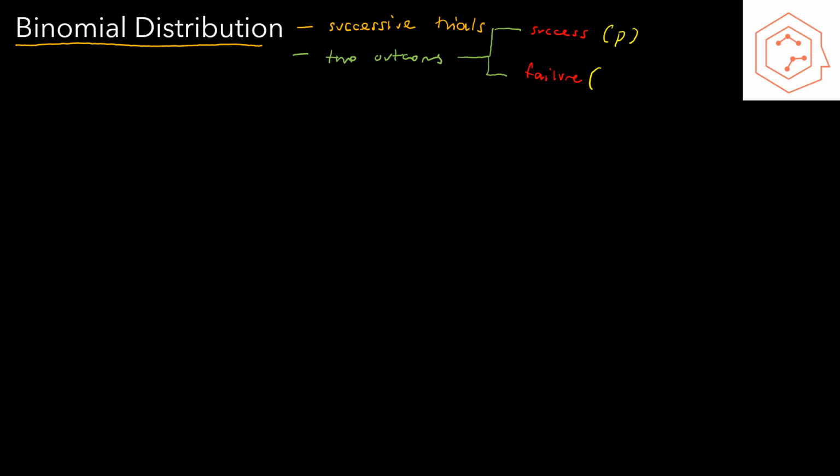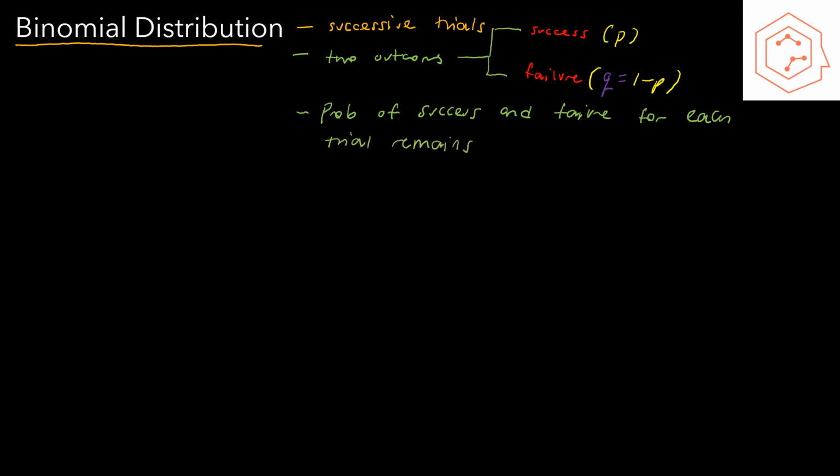The probability then of a failure, since we have two outcomes, the probabilities of all the outcomes have to add up to 1. Then the probability of a failure, we're going to call it q, and q is going to equal 1 minus p. So whatever p is, 1 minus p is the probability of a failure. So we have these two outcomes. It's very important for a binomial distribution that these two probabilities, probability of success and failure for each trial, remain constant. So these probabilities cannot change between trials.